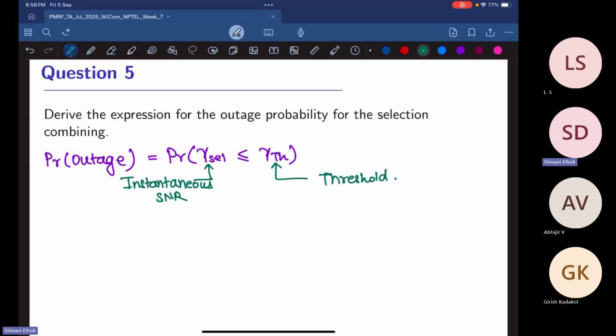Okay, so this derivation we had done in the lecture, but still I want to repeat it once so that you are used to these kinds of calculations.